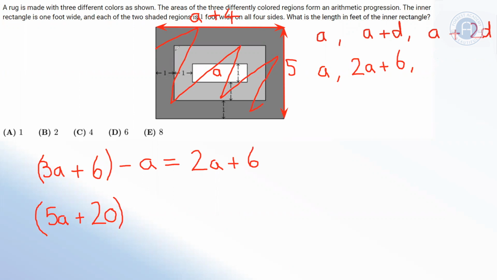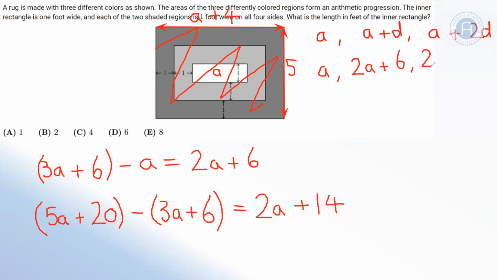Now again, we need to subtract this middle part here because we only want that grey outer section. And that middle part, including our white, is going to be 3A plus 6 that we worked out earlier on. So if I subtract that middle part from the entire outer part, we're going to get 2A plus 14. And that is our third term, 2A plus 14.